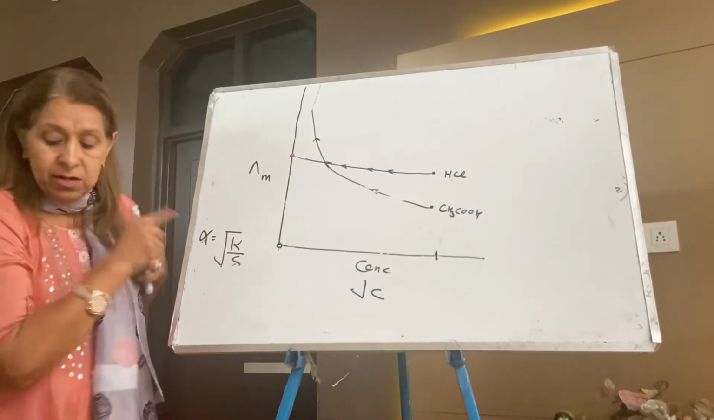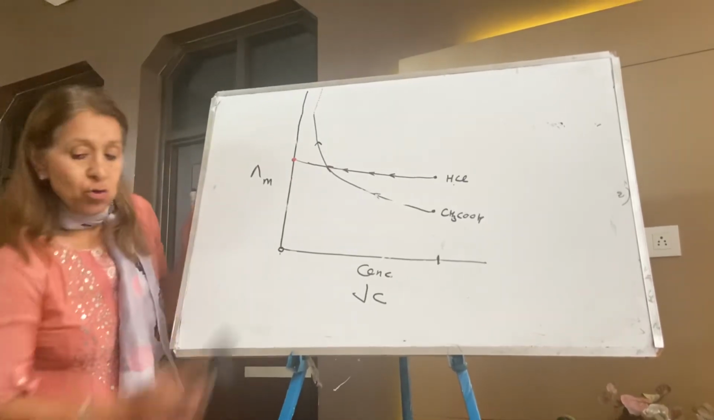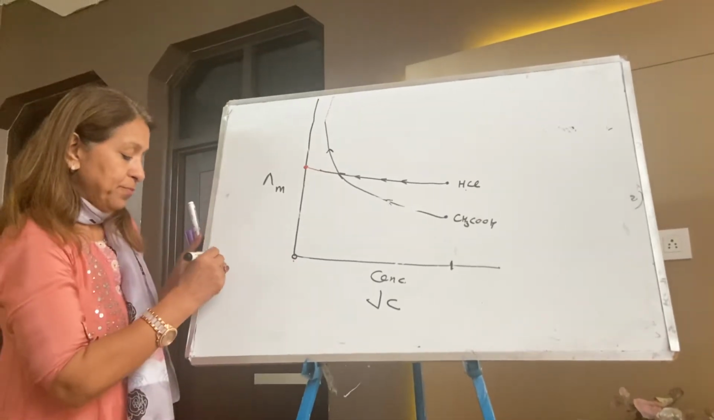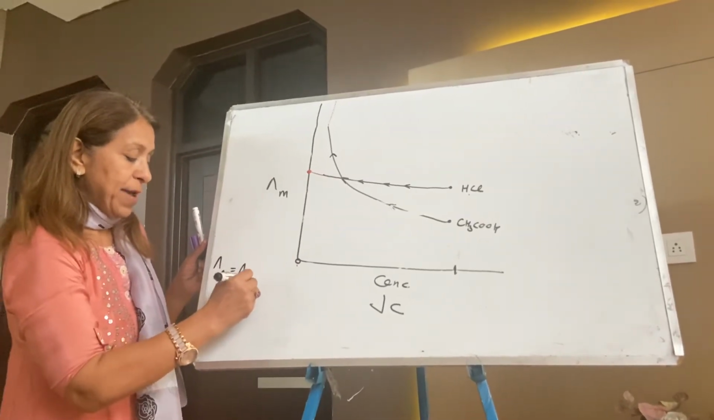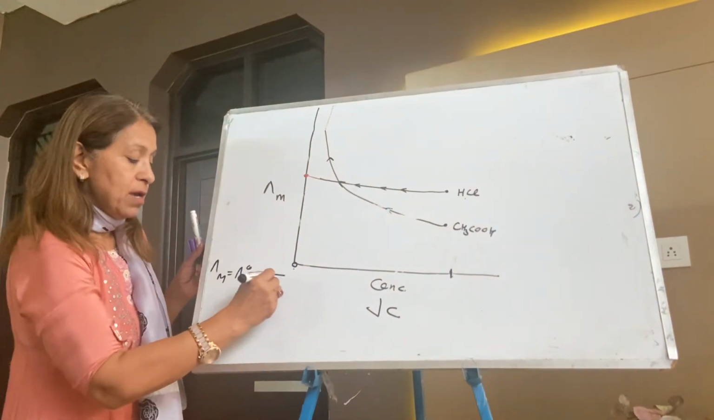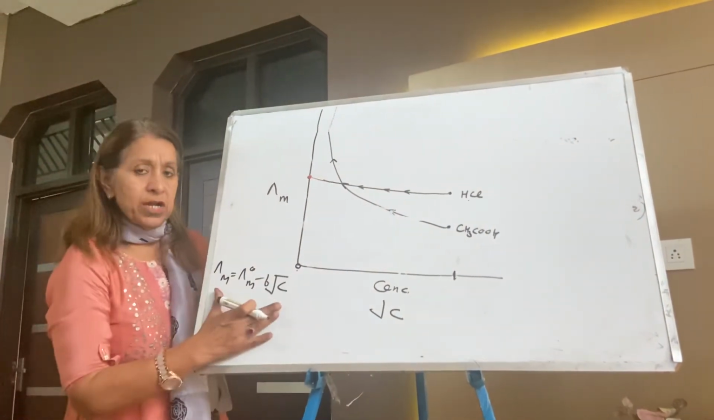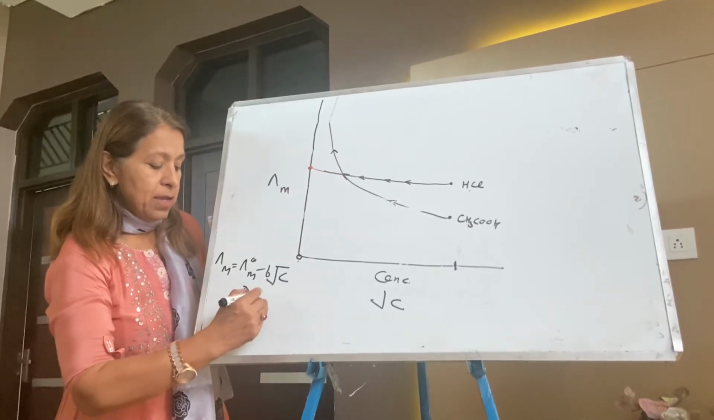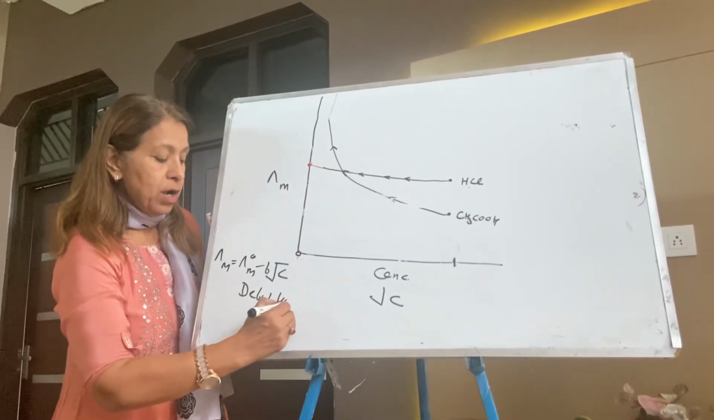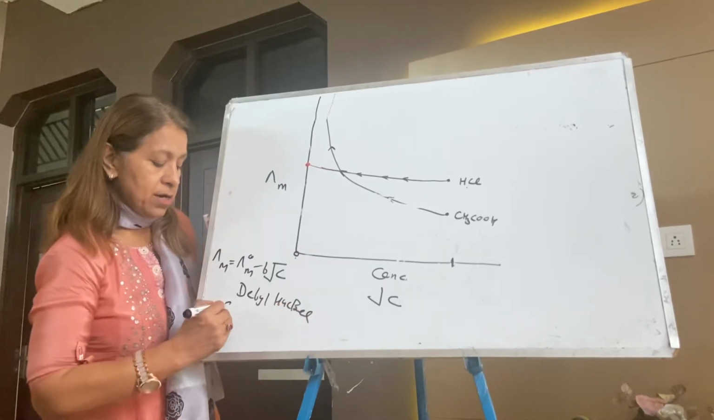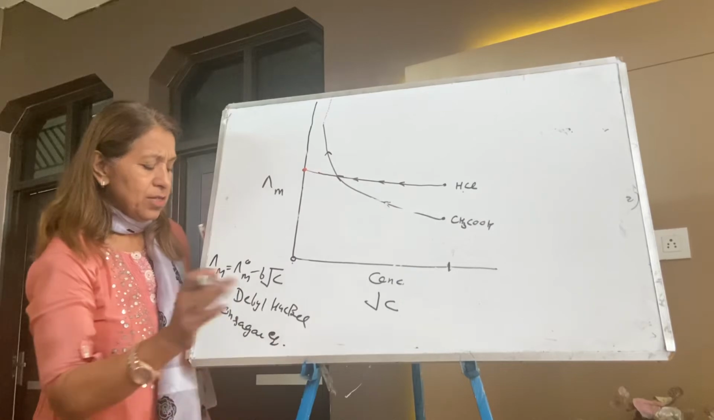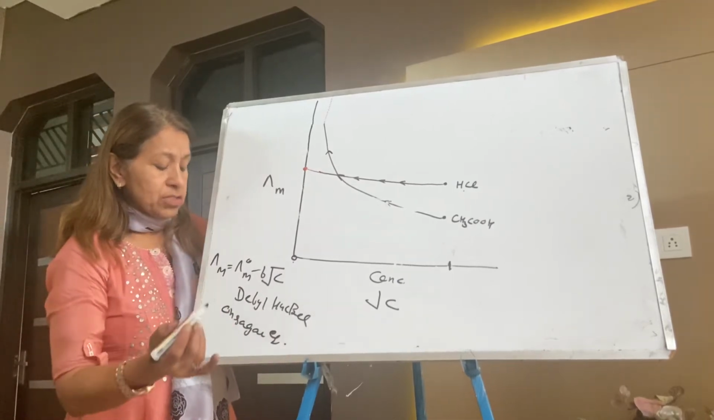I am writing here the Debye-Huckel-Onsager equation: lambda m is equal to lambda m naught minus b under root c. Not in your syllabus, it is Debye, D-E-B-Y-E, Debye-Huckel-Onsager equation, not in your syllabus. Nothing to write. Just check.